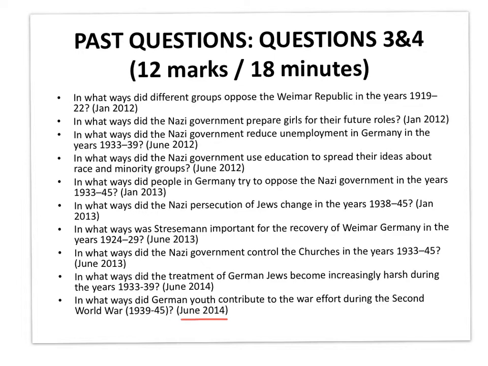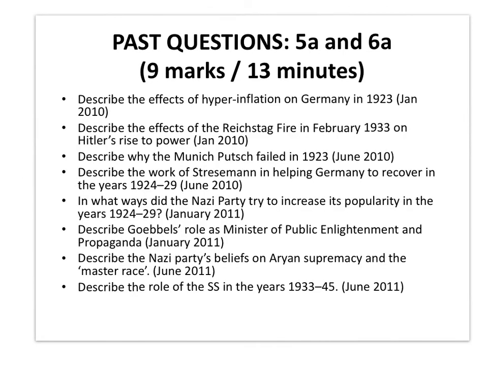Now we're very much moving into short essays here, 12 marks, 18 minutes. And then you move into the bigger essays. You choose either question 5 or question 6, and whichever one you choose, you do part A and then part B. Part A is 9 marks, worth 13 minutes. So they're listed there, and as you can see, they all begin with the word describe. So part A of question 5 or 6 is very much just tell us what you know in as much precise detail as possible.